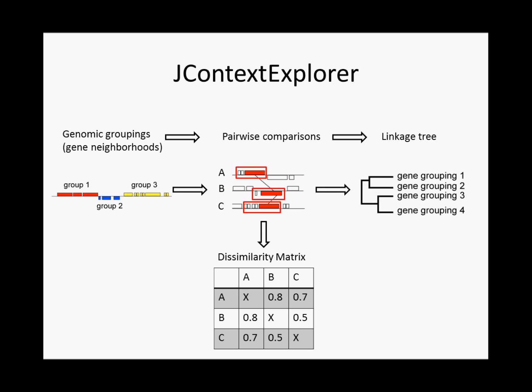Alright, in the first video tutorial I explained that JContextExplorer does 3 different things. First off, it provides various ways to define genomic groupings, genomic contexts, gene neighborhoods, and then JContextExplorer provides alternative ways to perform pairwise comparisons of these defined genomic groupings. And finally, JContextExplorer provides alternative ways to assemble these pairwise comparisons into a linkage tree.